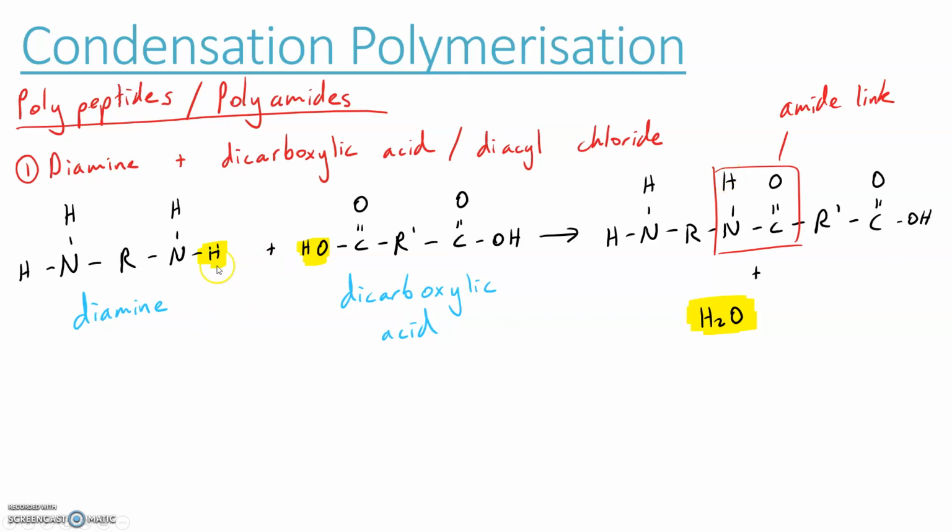So we can take a diamine, so a molecule that has an amino group at both ends, and a dicarboxylic acid that has a carboxyl group at both ends, and we're going to remove water, so we're going to remove OH from the carboxyl group and one of the hydrogens from the amino group, and we're going to form a bond between the nitrogen and that carbon, and that's the bond there that's forming. So that's our amide bond or peptide bond or amide link or peptide link.